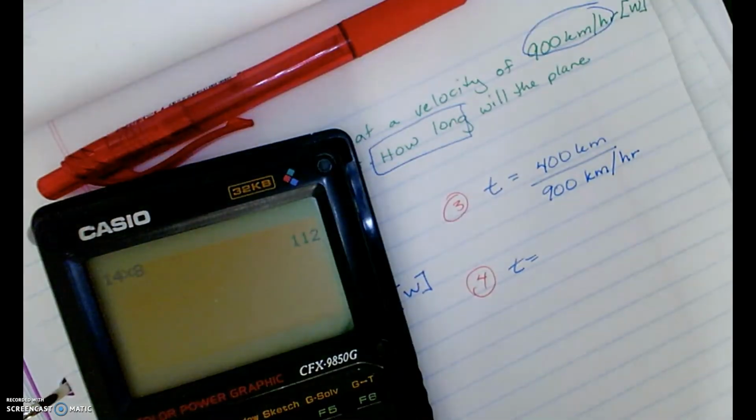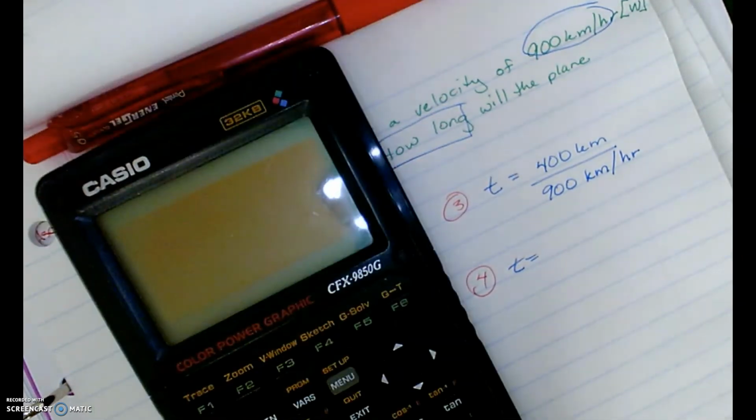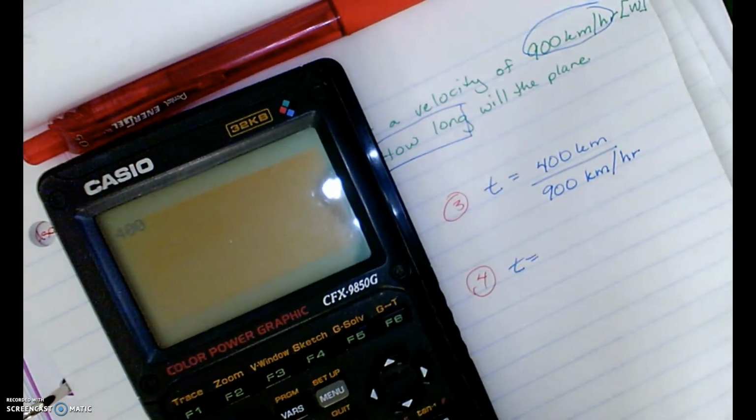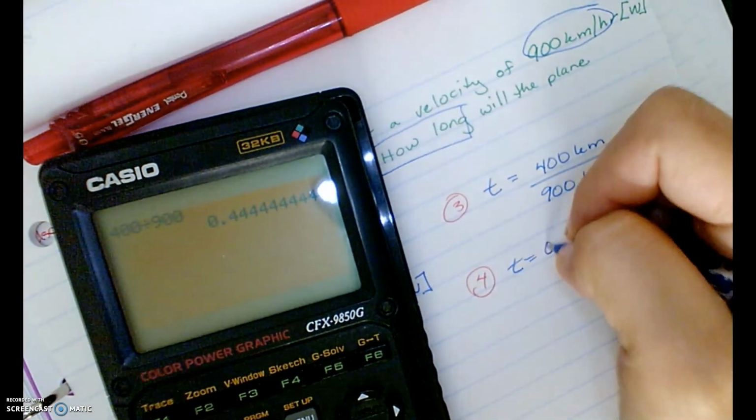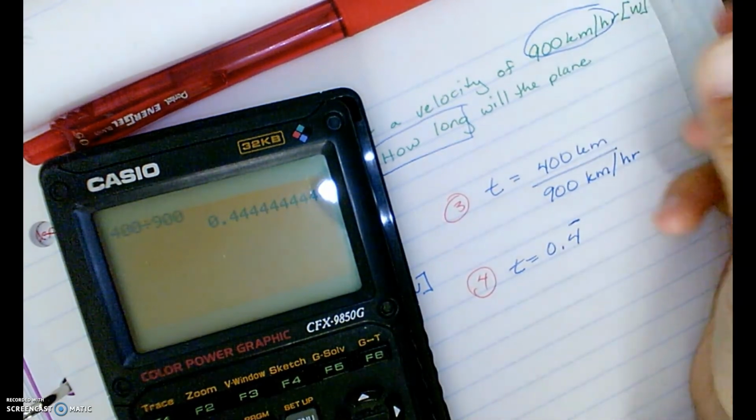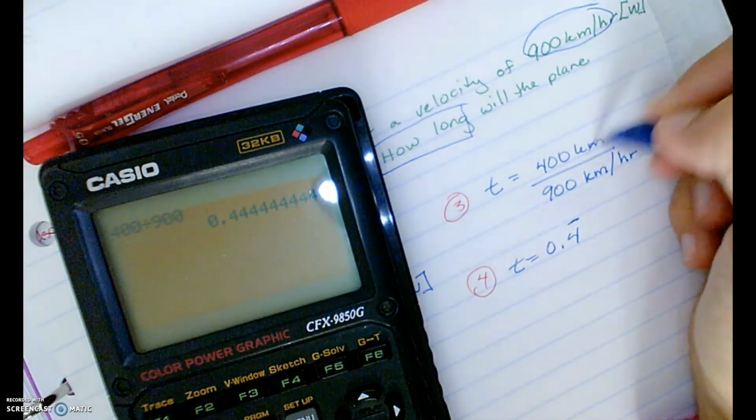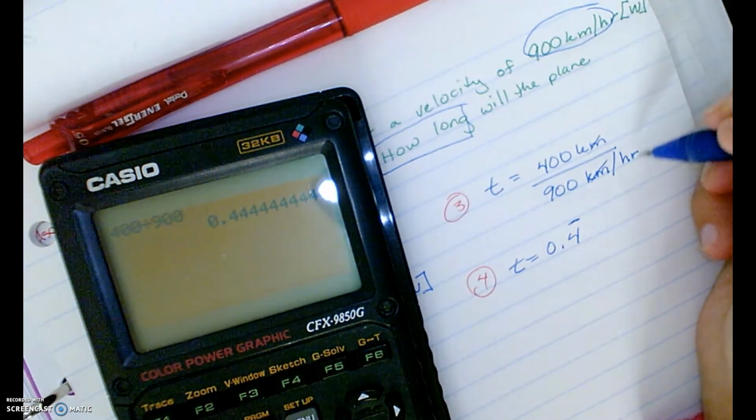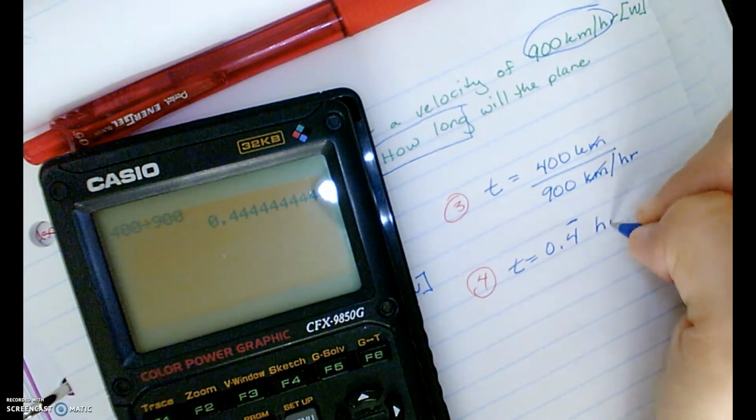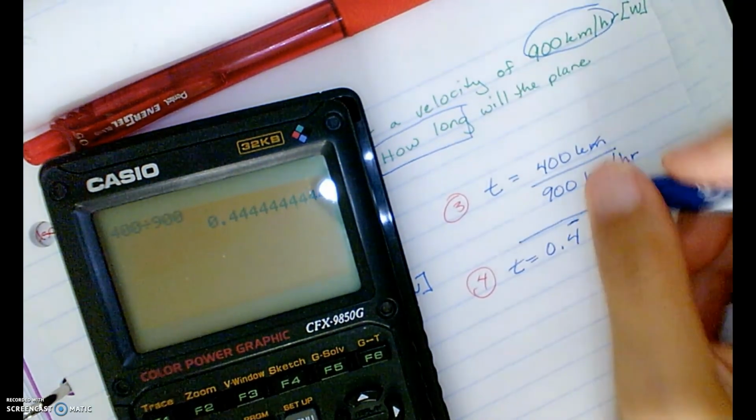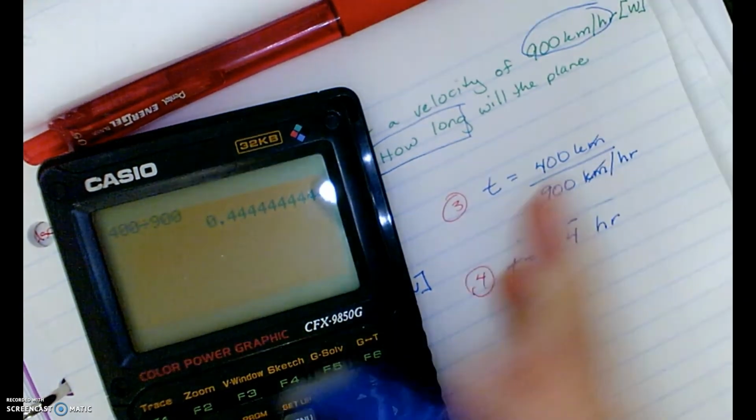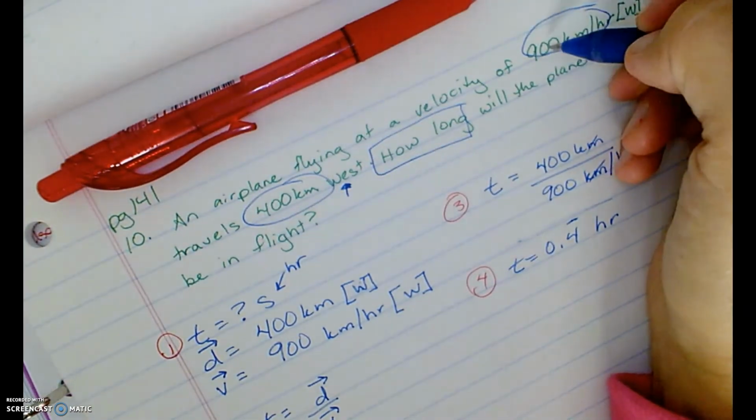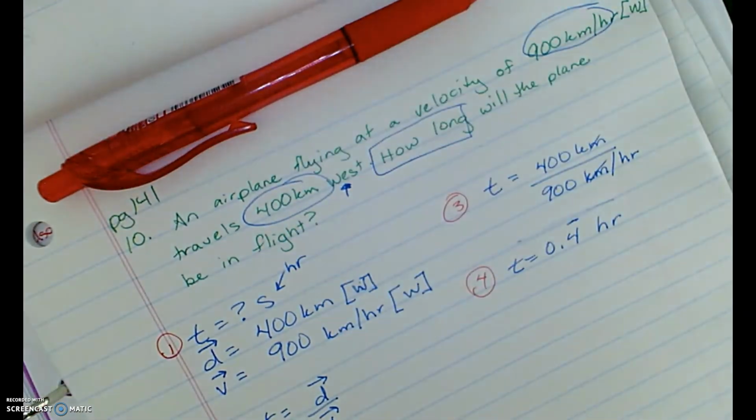Okay, so 400 divided by 900, I don't know, like 0.5 or something, pretty close. 0.4, sure. So 0.4 repeating. And this is in kilometers, and this is in hours, so those cancel out. And let's just leave our answer in hours, because these were the same. So 0.4 repeating, but we're not going to leave that as an answer. We've got to check our significant digits first. See how many do we have? 1, 2, 3, 1, 2, 3. So we need 3.